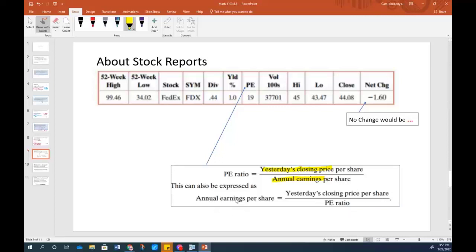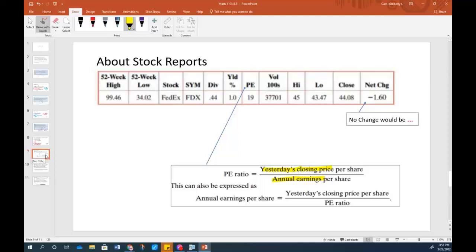So that would mean that this FedEx had earned $2.32 for the annual earnings per share. And that's really saying that yesterday's closing price is 19 times greater than the earnings. But don't worry too much about that. This second formula, though, is the one that you're most likely to use, because that gives you the given closing price divided by the given PE ratio, and that'll tell you your annual earnings per share. But yet there's a couple of rearrangements about that.